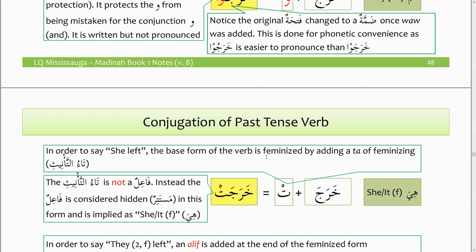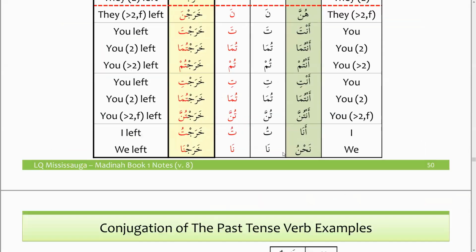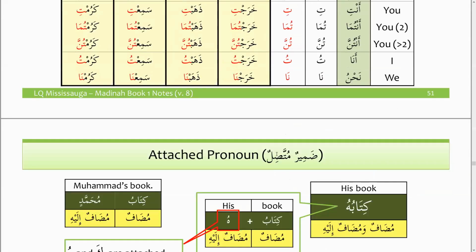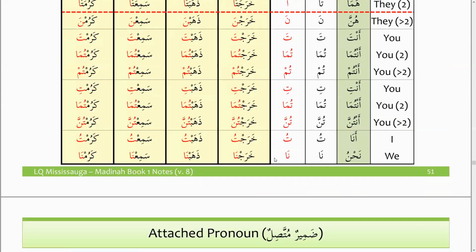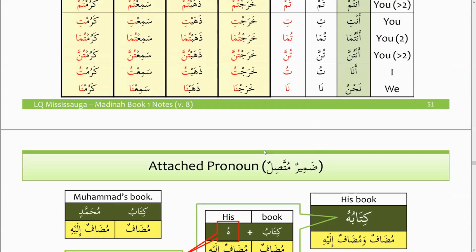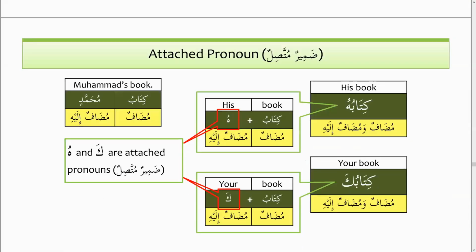We have to learn the conjugations of the past tense verb. Inshallah, we'll try to do it next week. Conjugations of the past tense verb, where we dissect all the past tense verbs, inshallah, before we get to book 2, so that we are prepared for book 2.